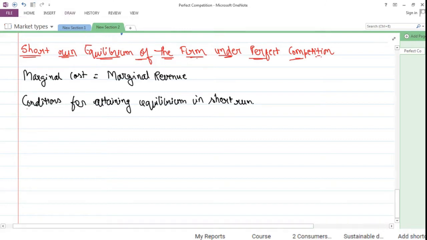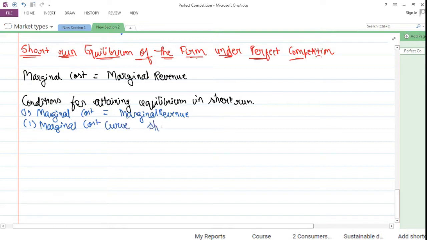So the first condition for having an equilibrium in the short run is that marginal cost is equal to marginal revenue, and the second condition states that equilibrium is attained where the marginal cost curve should cut the marginal revenue curve from below. So let's see as to what it means.